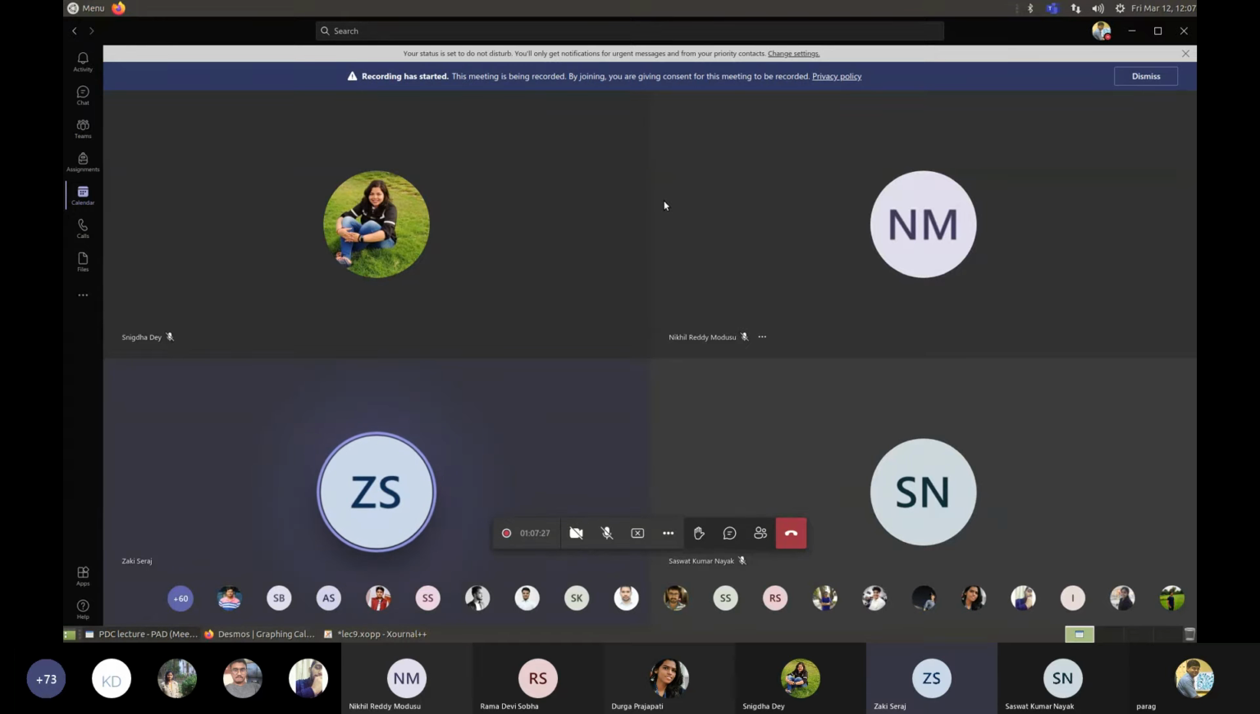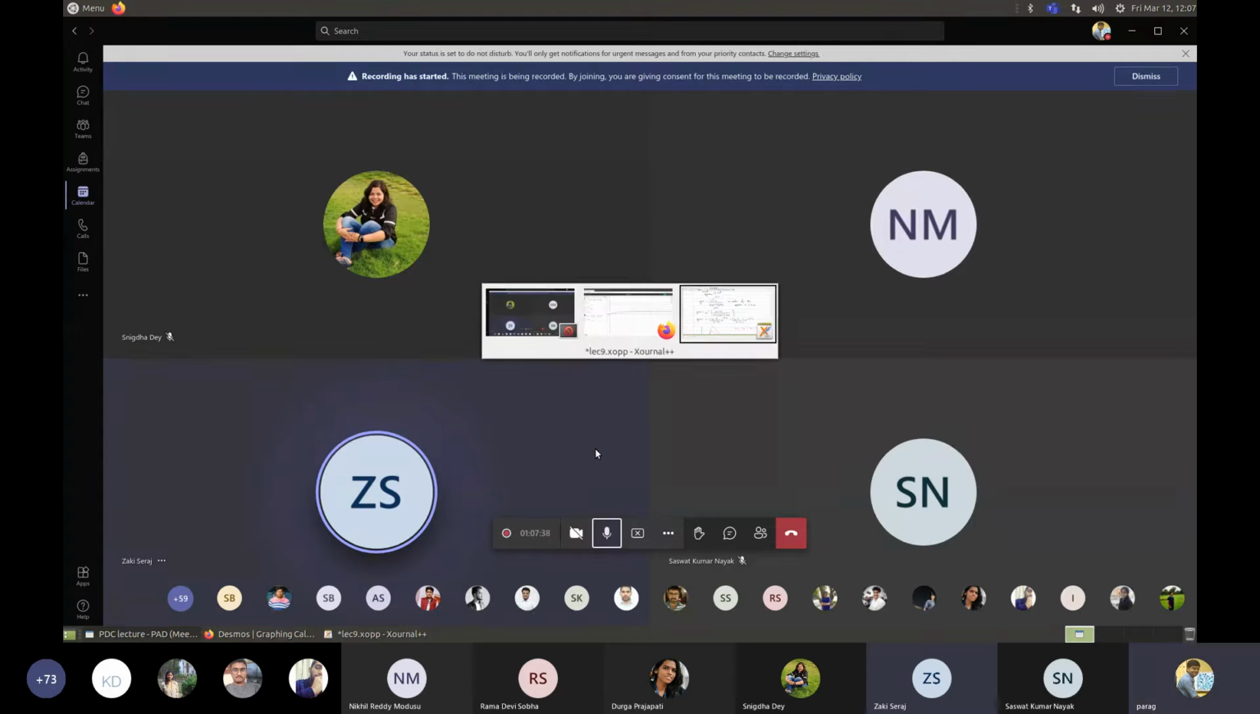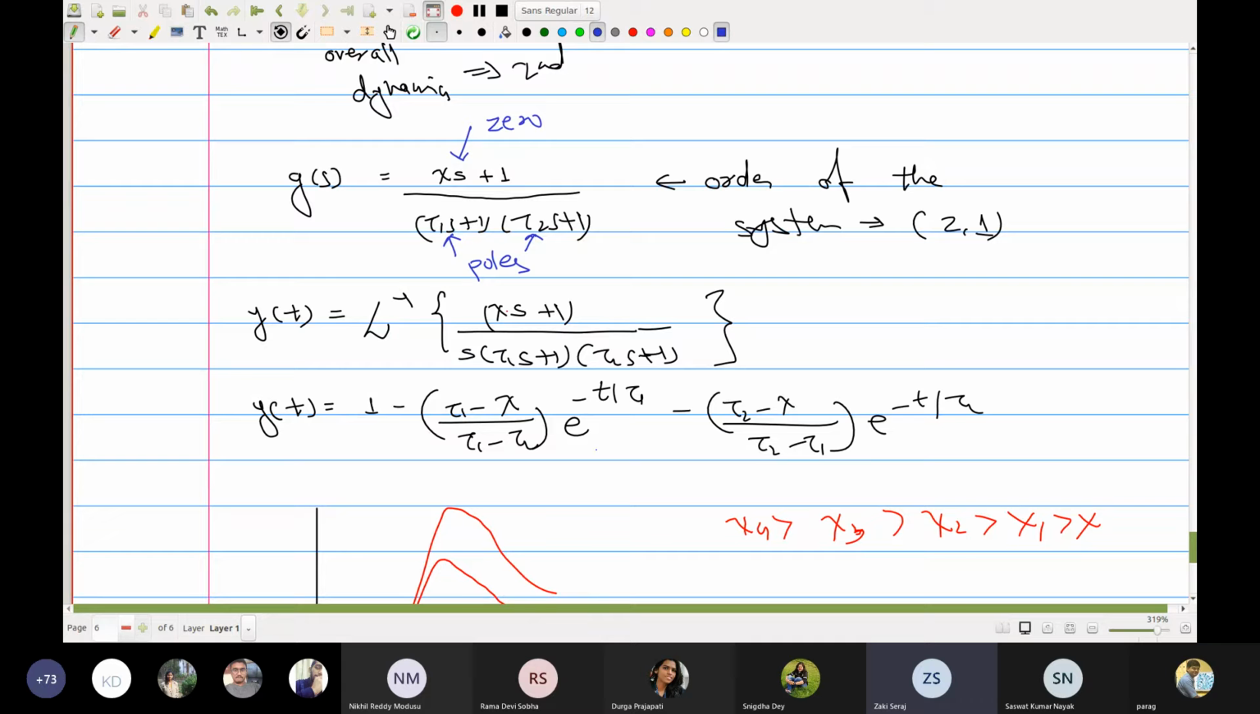Sir, for the derivation of that term where we get 2e to the power minus tau 1 tau 2 terms, we are basically taking partial fractions here, and making two terms having one tau s plus 1, and then doing the inverse Laplace, right? Yes. Exactly. Okay, thank you.